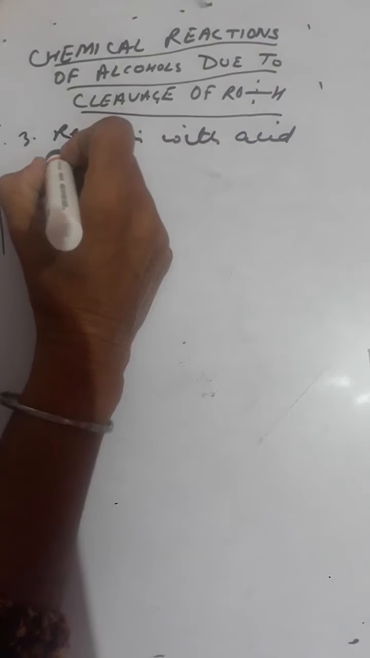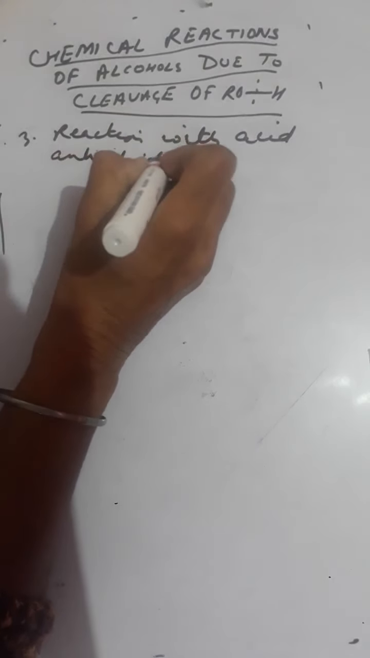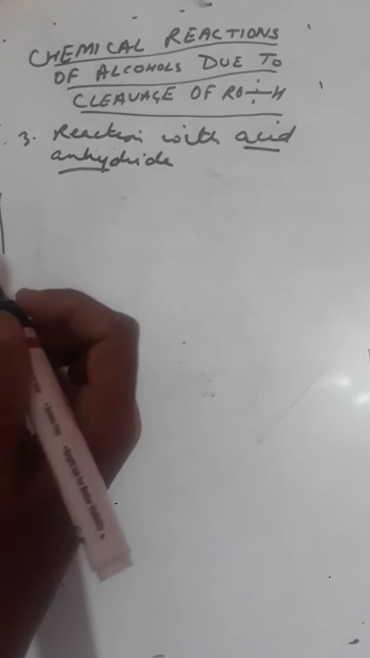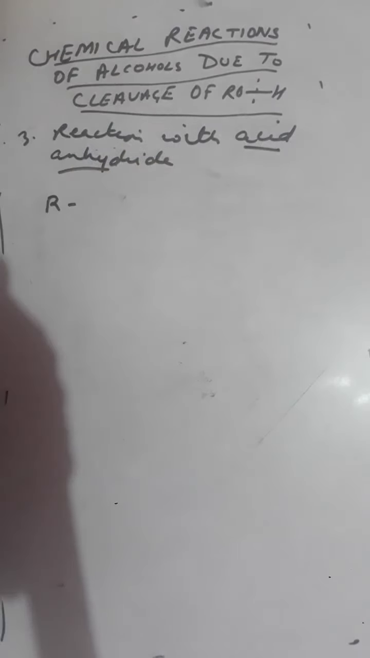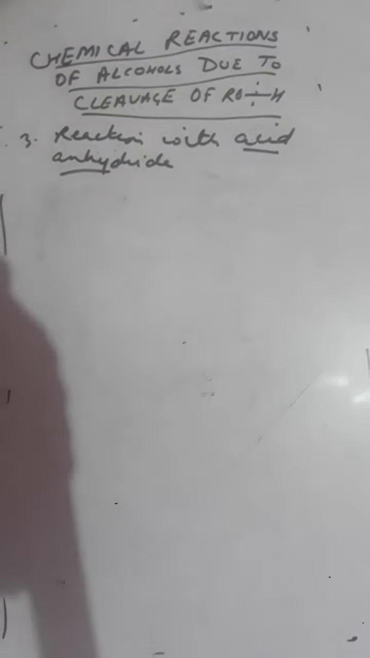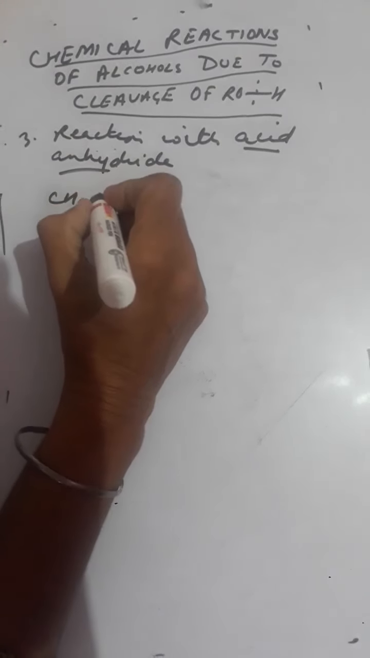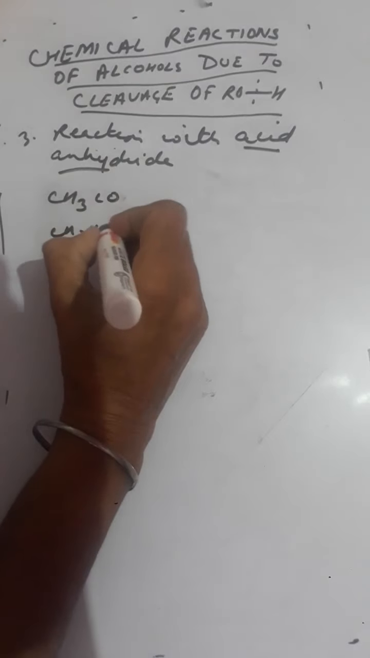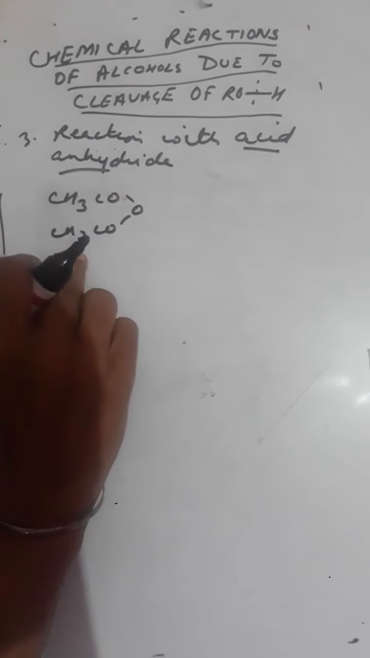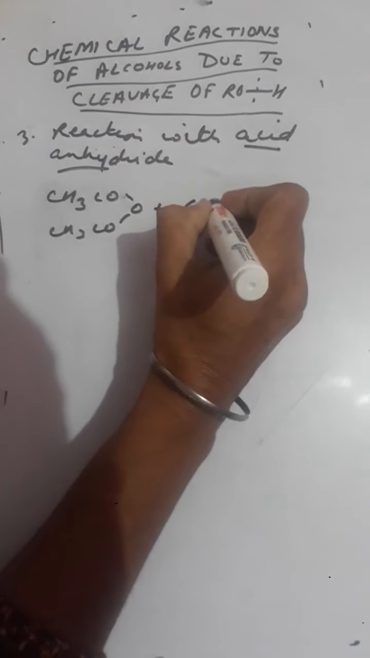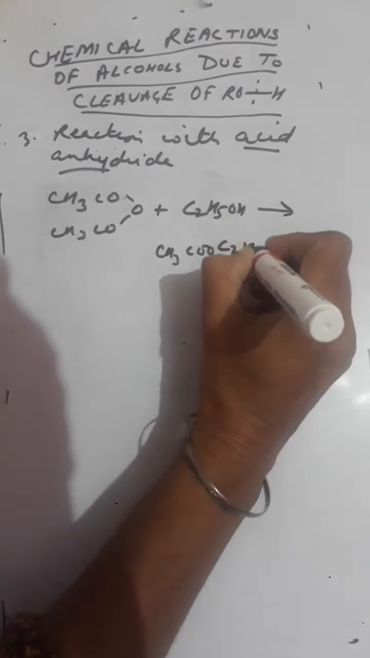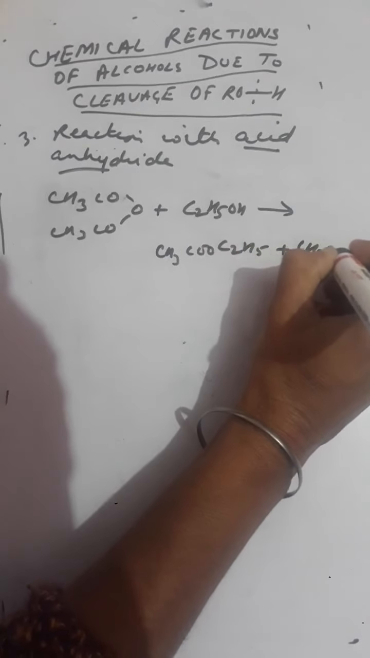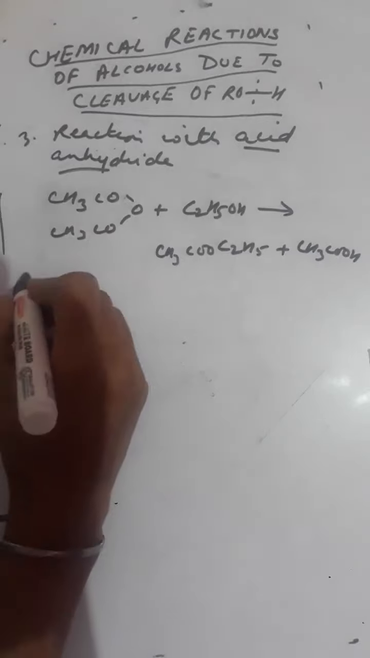This is your acid anhydride. The example is CH3CO, CH3CO, this is your acetic anhydride. When this reacts with alcohol, it is going to form CH3COOC2H5 with formation of CH3COOH. Now see the mechanism of this reaction.